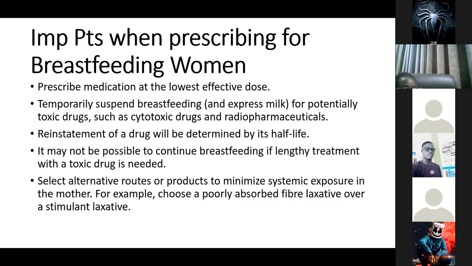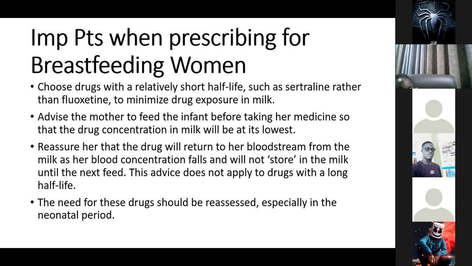Then it's also important to select alternative routes to minimize systemic exposure to the child. Choose drugs with short half-life rather than the long half-life, because you know that the shorter the half-life, the quicker the drug is cleared from the system. Then advise the mother to feed the infant before taking her medicine so that the drug concentration in the milk will be at its lowest.